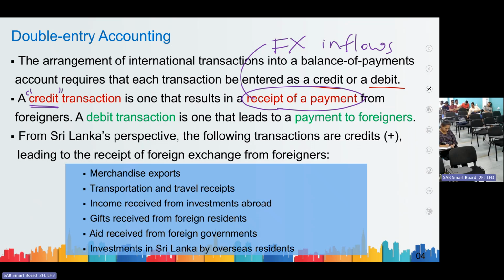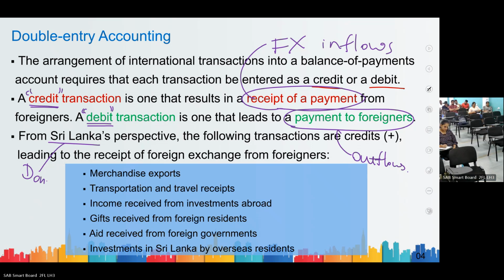And foreign exchange outflows, we enter as a debit entry. From Sri Lanka's perspective, Sri Lanka is the domestic country. So from the perspective of the domestic country, the following transactions are credits. So the credit transactions are these. These are some examples of credit transactions, which represent receipt of foreign exchange or foreign exchange inflows.